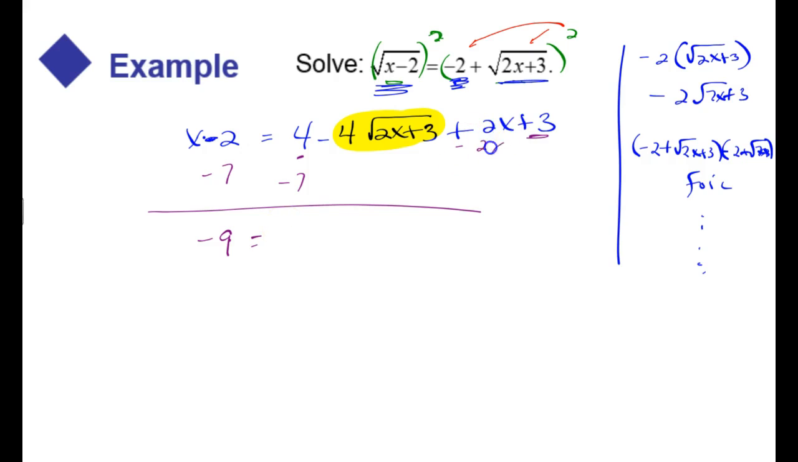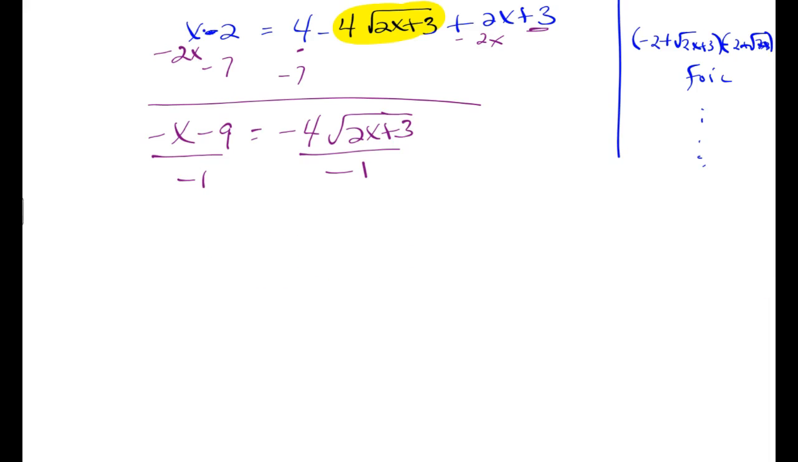I'll subtract off 2x, leaving me with a negative x on this side, and I have a negative 4 square roots of 2x plus 3. I'm not going to divide through by negative 4, but I can divide through by a negative 1. This will just make the problem look a little bit nicer. So I'll get x plus 9 is equal to positive 4 square roots of 2x plus 3. And again, if I divide it through by the 4 to isolate the radical, you're going to end up with a 9/4 over here and a 1/4 x, and I would avoid that.